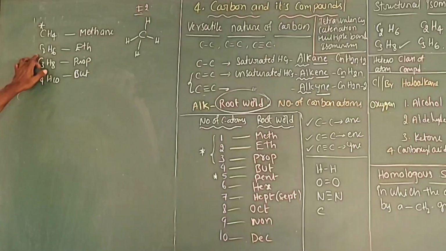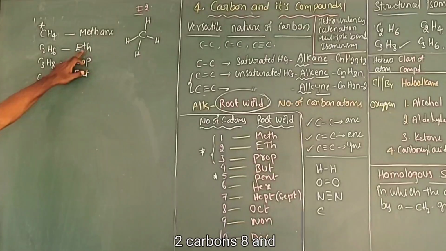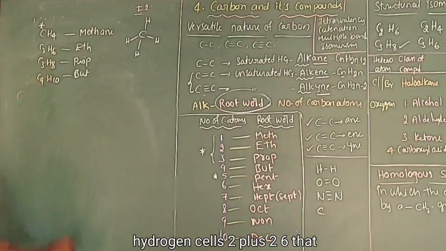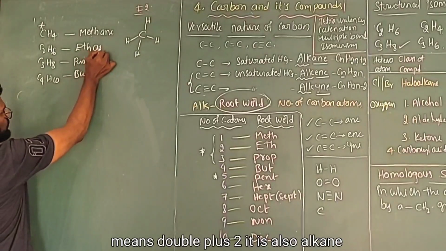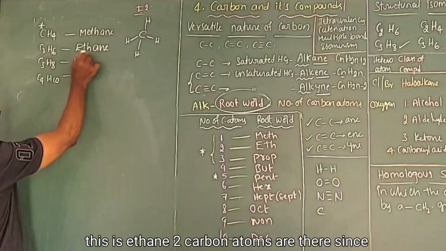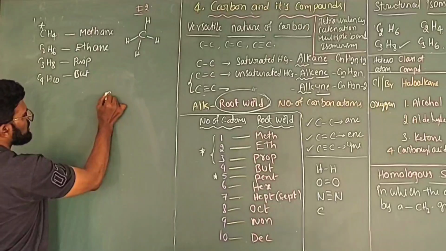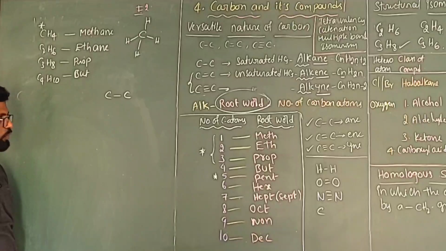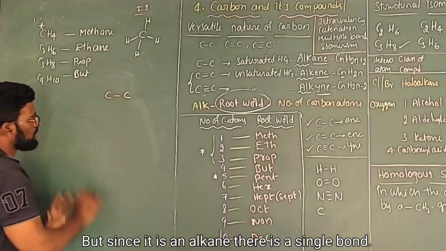Next, C2H6, 2 carbons each, and hydrogens are 2 2s are 4 plus 2, 6. That means double plus 2. It is also an alkane. This is ethane. 2 carbon atoms are there. Since it is an alkane, there will be a single bond between the 2 carbon atoms.